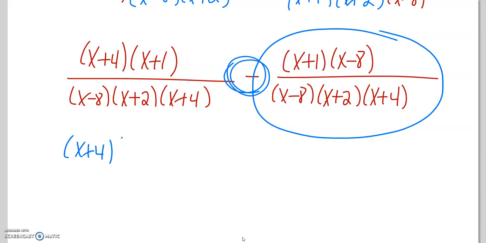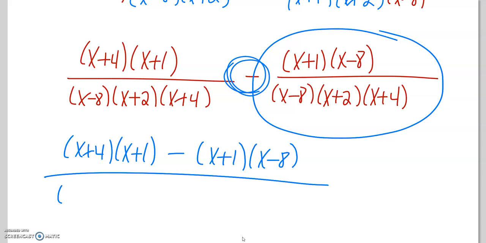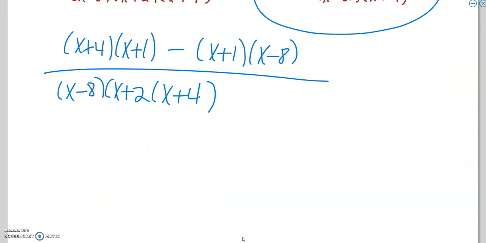So we have x plus 4 times x plus 1 minus everything on the top here. So that's x plus 1 times x minus 8, right? All over x minus 8 times x plus 2 times x plus 4. Since they're adding or subtracting together, we keep the common denominator, okay?